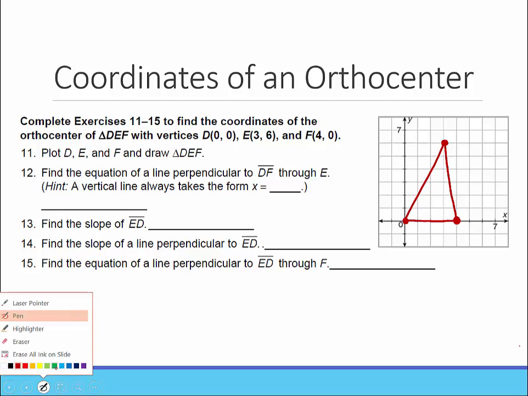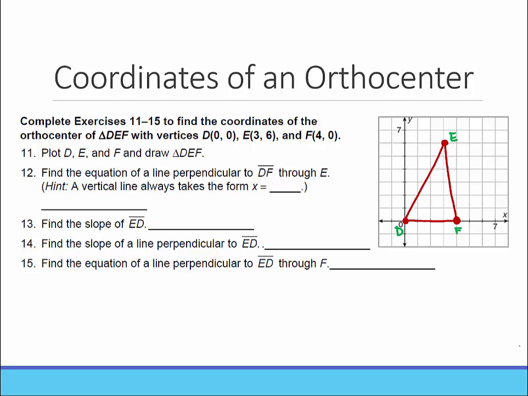So let's follow step 12. It says find the equation of a line perpendicular to DF. We should label these. Perpendicular to DF through E. So point E is right here. Perpendicular to this, since it's a horizontal line, would be a nice vertical line right here. And since this crosses at x equals 1, 2, 3, that's our equation. X equals 3.